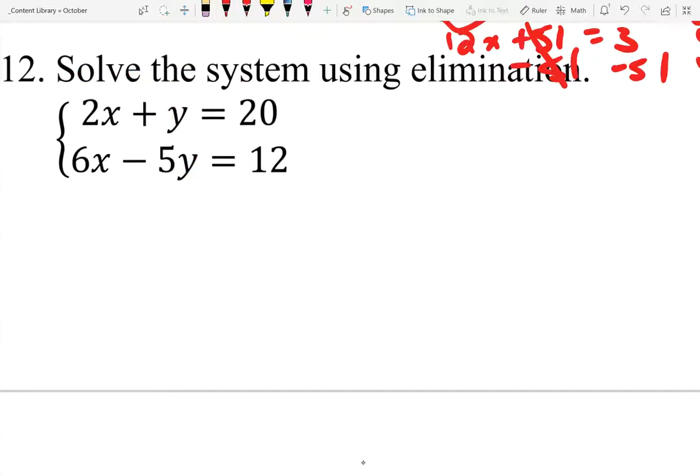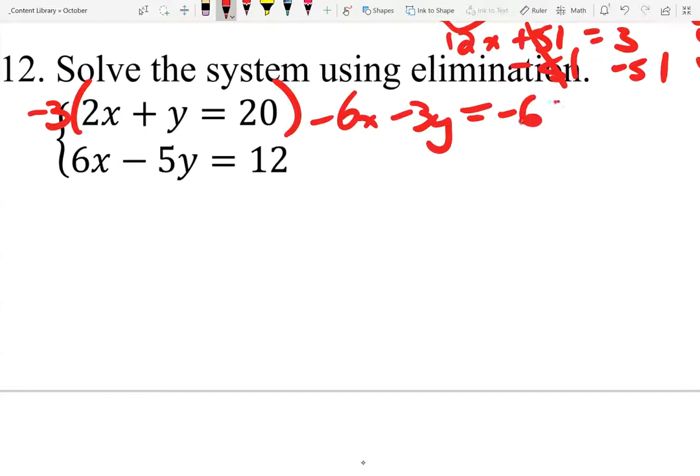So I can do either of those things. I can multiply it by negative 3 if I want to cancel out the x's, or I can multiply it by 5 if I want to cancel out the y's. So it doesn't really matter which one we pick, right? Let's pick the x's. Let's multiply by negative 3, and we'll cancel out the x's. Keep in mind that that number is going to get multiplied to all the terms here, so not just the first one. So that whole equation now becomes negative 6x minus 3y equal to negative 60. Negative 3 gets multiplied to all three of those terms.